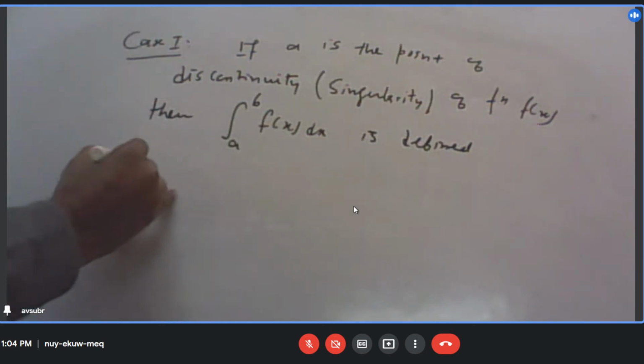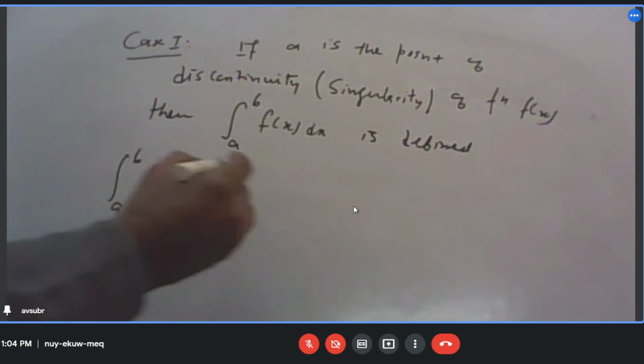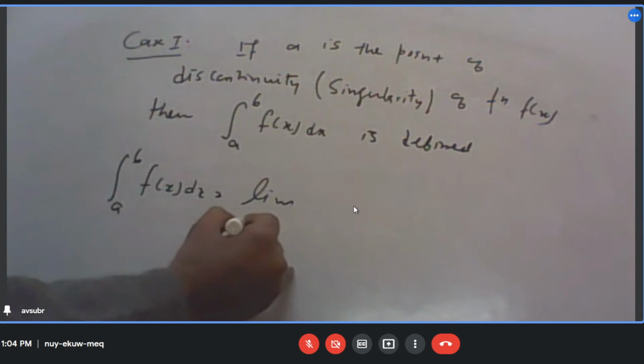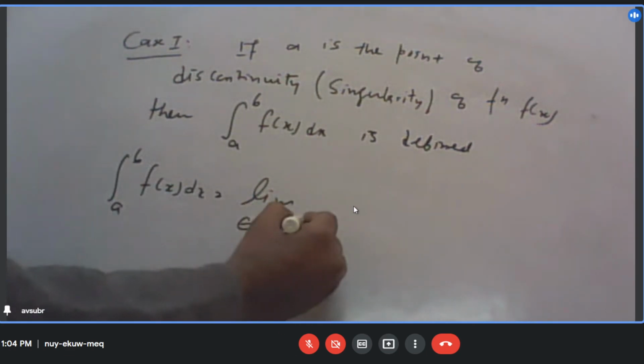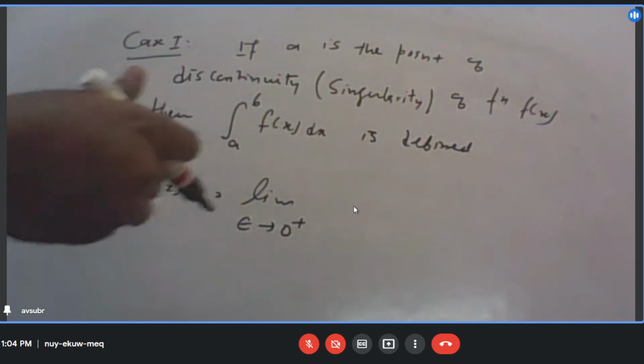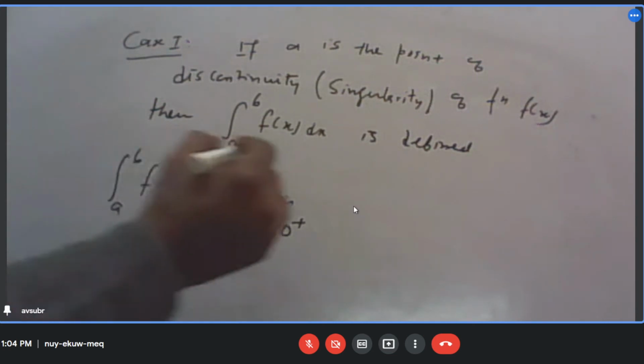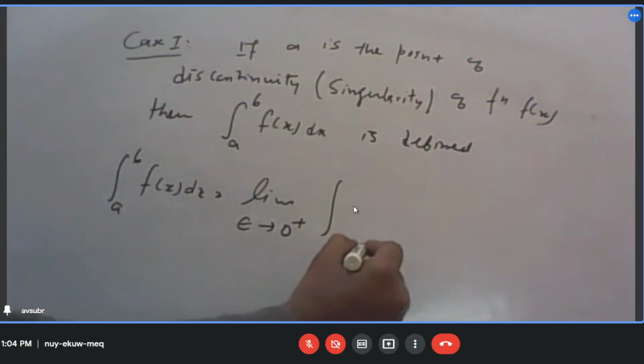The integral from a to b can be defined as a limit where epsilon goes to 0. When I put plus, it means it is on the higher side, infinitesimally small. So a plus something means infinitesimally small.